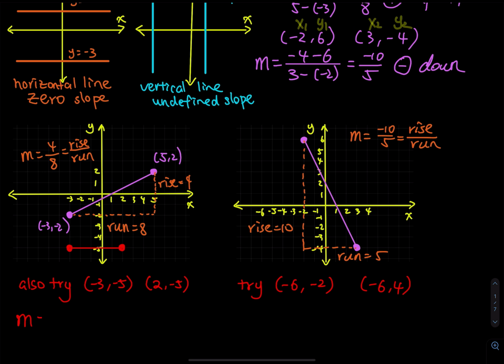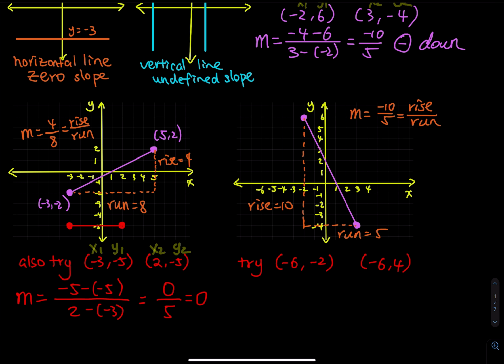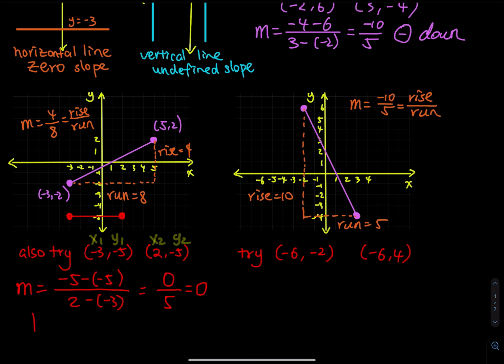So we have m equals, don't forget the label, x1, y1, x2, y2, just plug it in: y2 minus y1, and then x2 minus x1, 2 minus -3. So the bottom is equal to 5, and the top is equal to 0. 0 divided by 5 is equal to 0. So when you see slope equals 0, you see that this is a horizontal line.